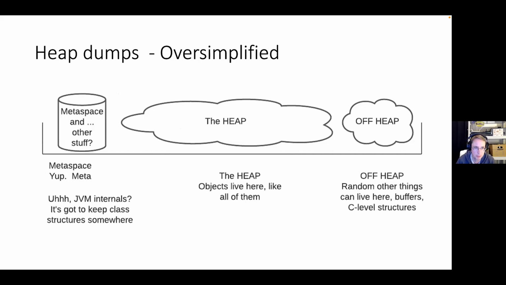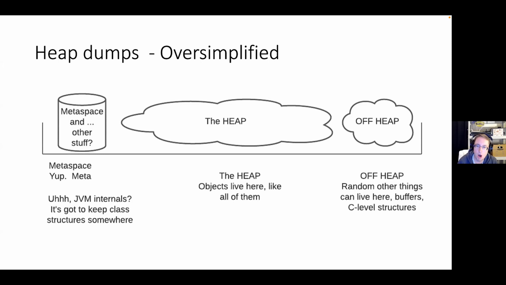I said we're going to talk a little bit about heap dumps. I'm not going to get too deep into it, but here is my vastly oversimplified understanding of what the memory space inside of a Java application looks like. You've got your metaspace, which is very meta and very awesome. I'm sure there's some JVM internals in there, some strings maybe, I don't know. You've got the heap, which is where all of my objects live. Java is an object-oriented language and the JVM is an object-oriented virtual machine, so most of the interesting things that go on are objects, and they all live in a big heap.